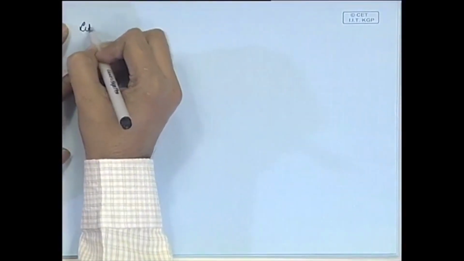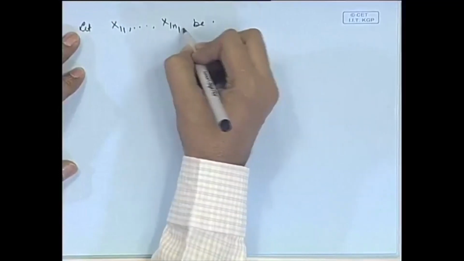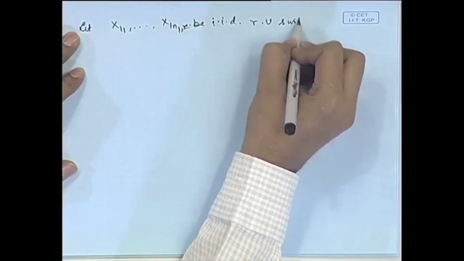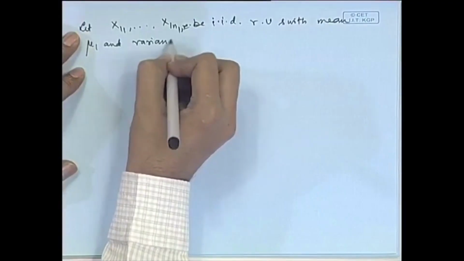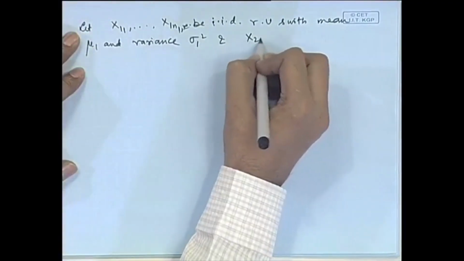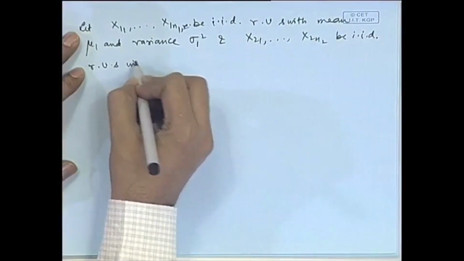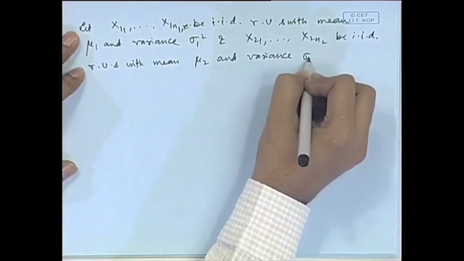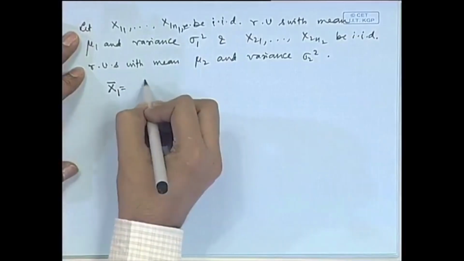Let me give a generalization of this one. Let x 1 1, x 1 2, ..., x 1 n 1 be IID random variables with mean mu 1 and variance sigma 1 square, and let x 2 1, x 2 2, ..., x 2 n 2 be IID random variables with mean mu 2 and variance sigma 2 square.